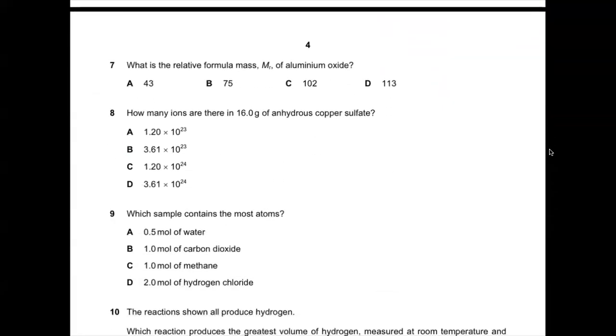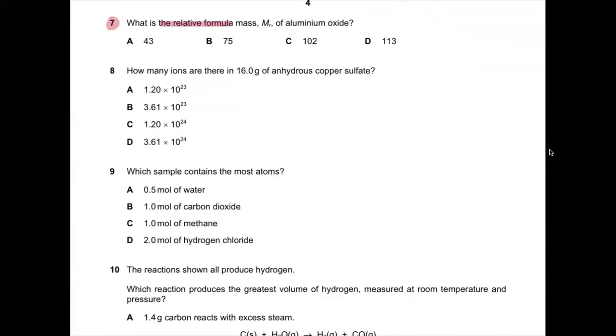I hope till here it's clear. Now MCQ number 7. What is the relative formula mass Mr of aluminum oxide? If you recall, the formula of aluminum oxide is Al2O3. So aluminum is 27, so 2 times 27 plus oxygen's Ar is 16, so 3 times 16. 2 times 27 is 54, and 3 times 16 is 48. On adding these two, we get 102. Yeah, 102. Very good, Abdullah. So it's C. It means A, B, and D are wrong, and C is the correct answer.